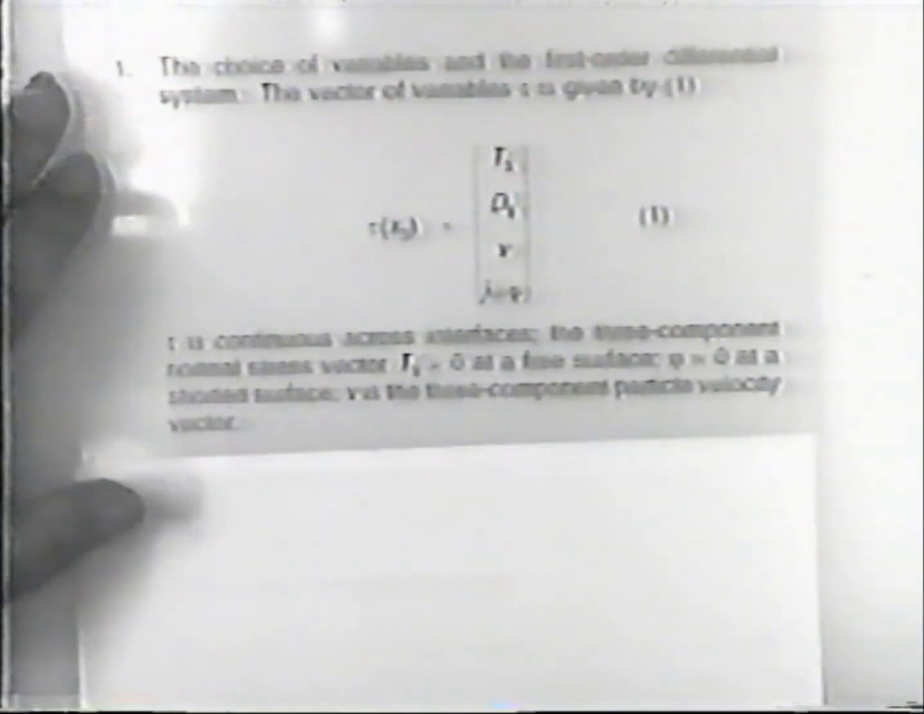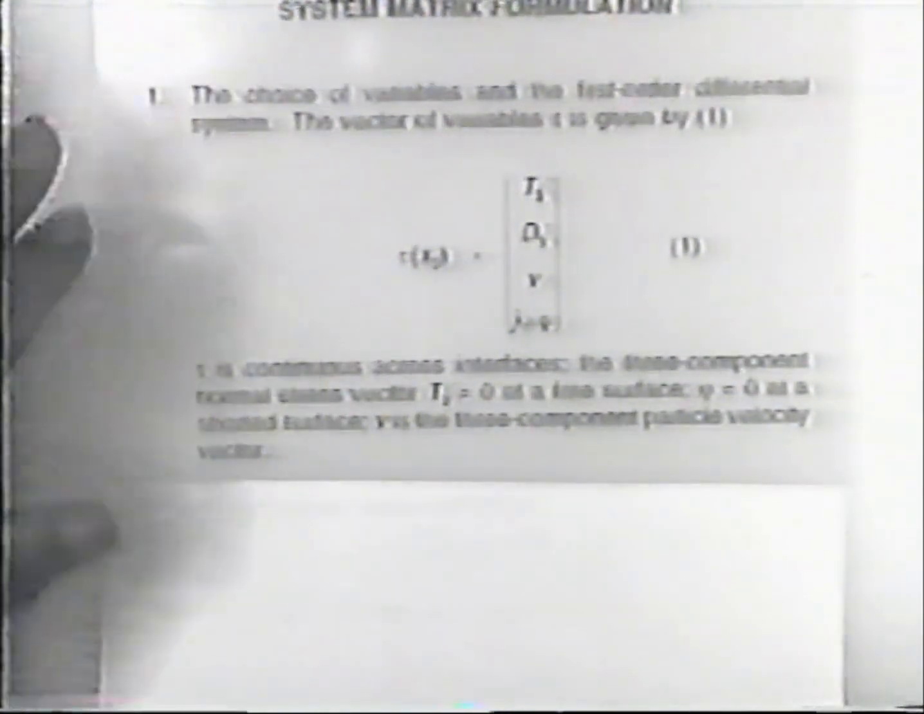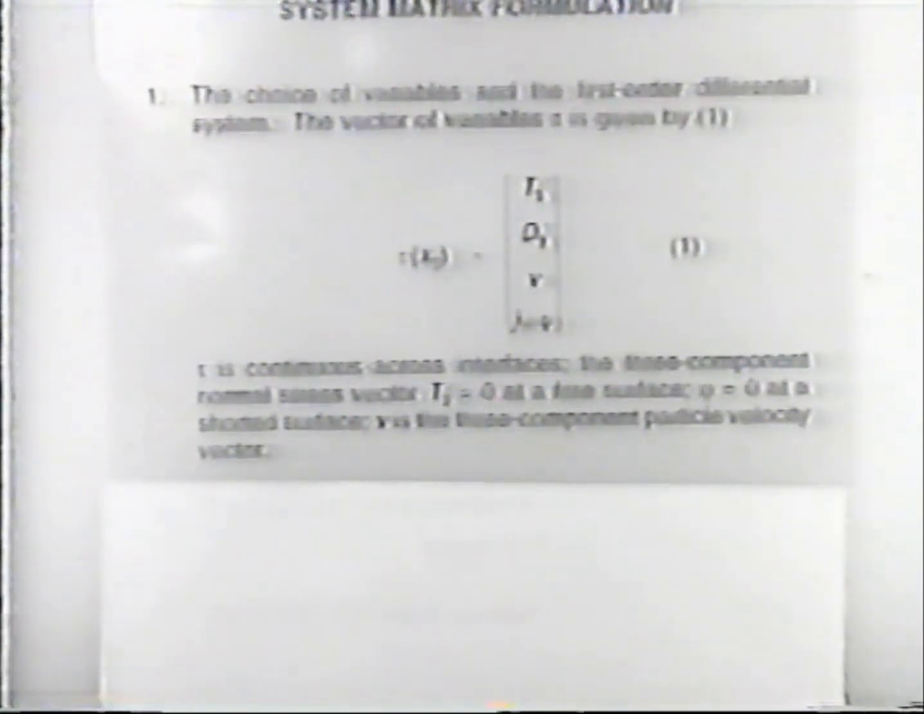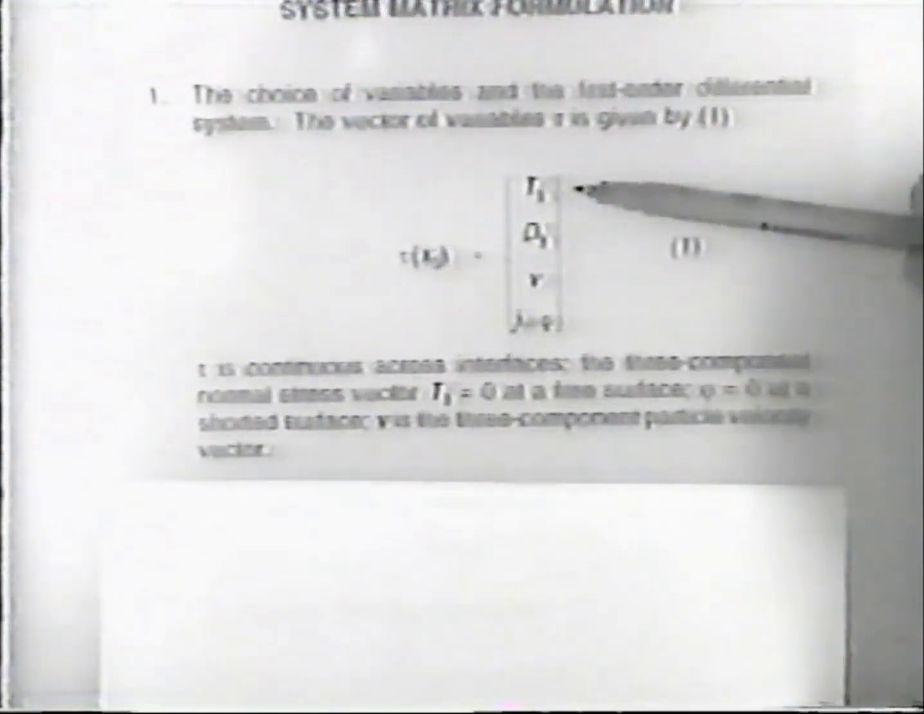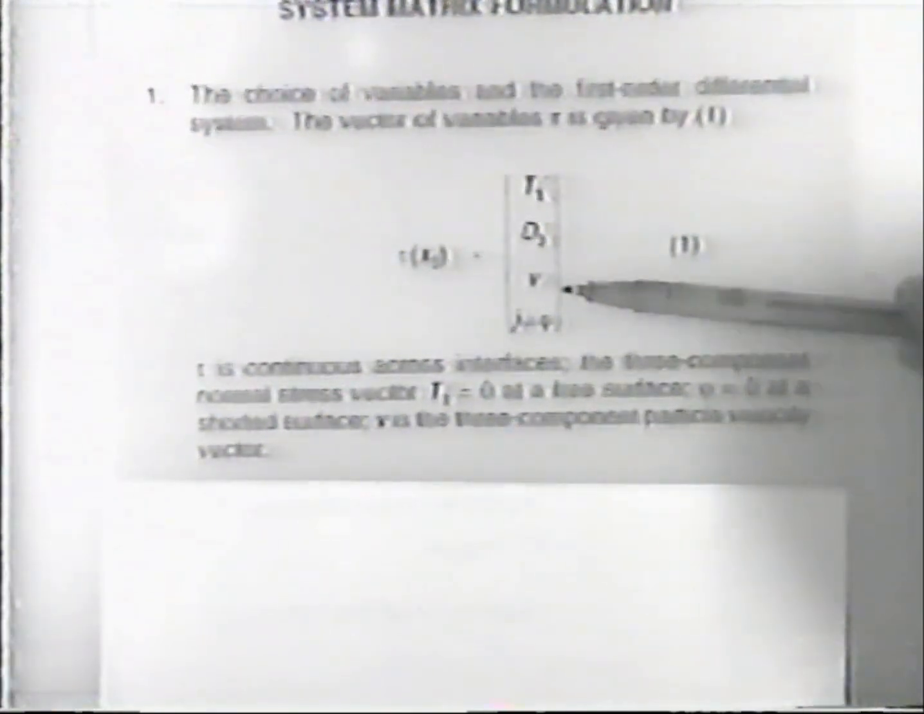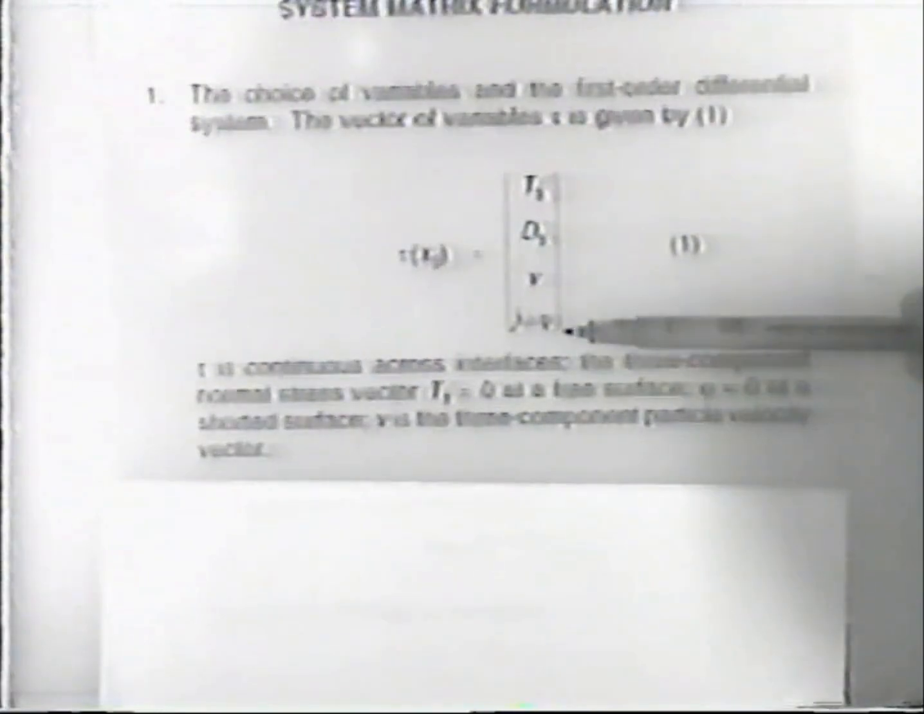Okay, what I want to do now is go over the second package of sheets, which outlines in a little more detail what we're doing. I'm going to talk about it for the piezoelectric situation. So for example, in addition to the T sub 3 and the V, I've included the normal electric displacement and the potential.